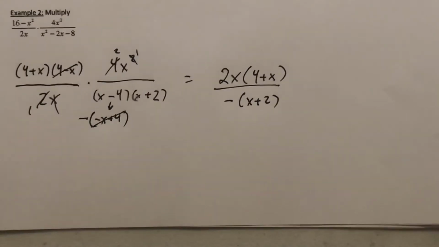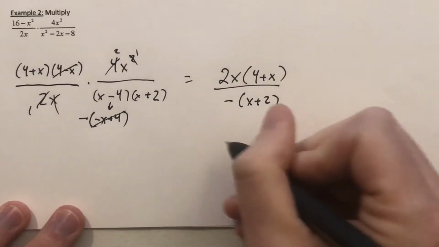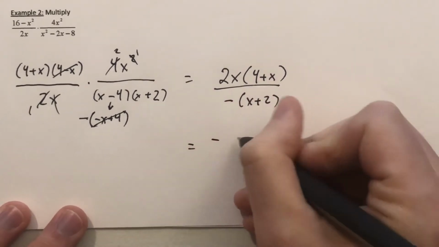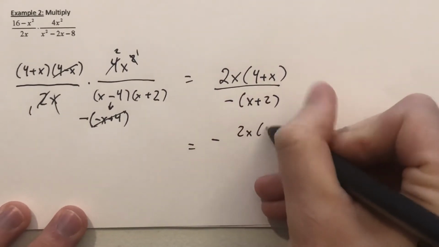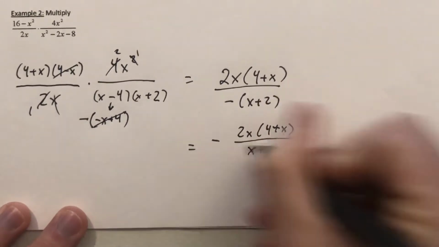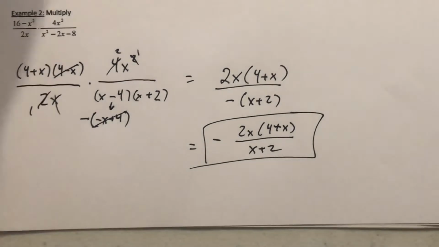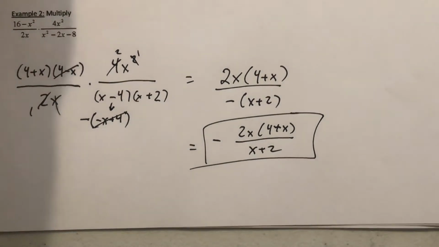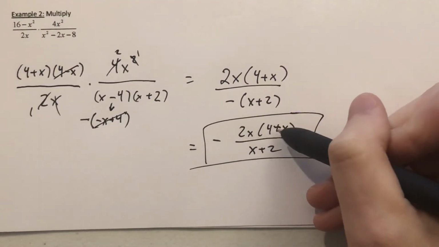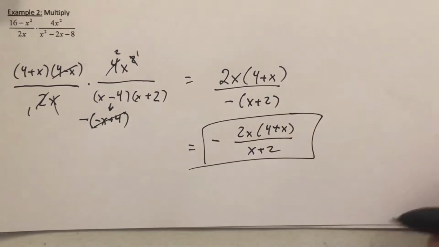And although that's a decent form, generally speaking, we don't leave a negative sign like that in the denominator. We can move it out front and just say this is negative of 2x times 4 plus x over x plus 2. That's just the cleaner, better way to write that final answer. And again, you could distribute the 2x if you wanted to have another form of this final answer, but factored form really tells the story.